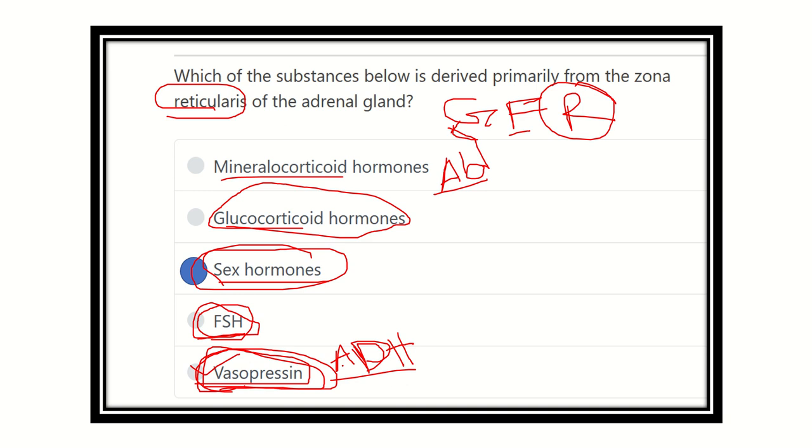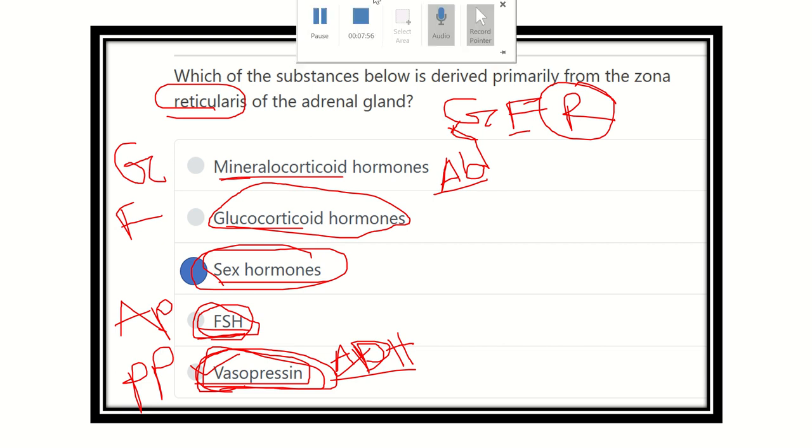Vasopressin and ADH are released from the posterior pituitary, but follicle stimulating hormone is released from the anterior pituitary. Glucocorticoids are released from the zona fasciculata of the adrenal gland, and mineralocorticoids are released from the zona glomerulosa of the adrenal gland.